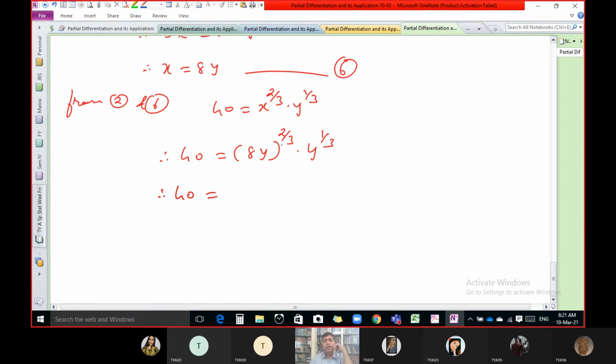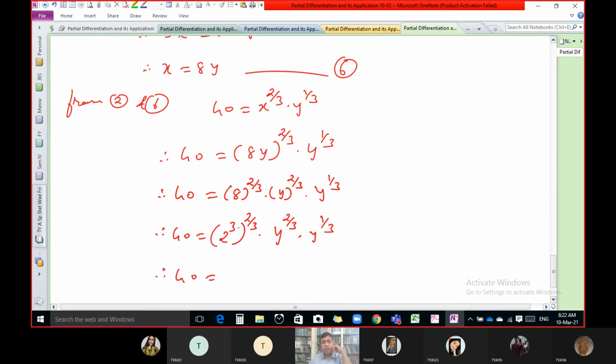How to simplify this? 8y raised to 2 by 3, you can write 8 raised to 2 by 3 into y raised to 2 by 3, and this y raised to 1 by 3 as it is. Now this 8, what is 8? You can write 2 raised to 3. 8 is 2 raised to 3 raised to 2 by 3 as it is, and this is y raised to 2 by 3 into y raised to 1 by 3. So what do we get?